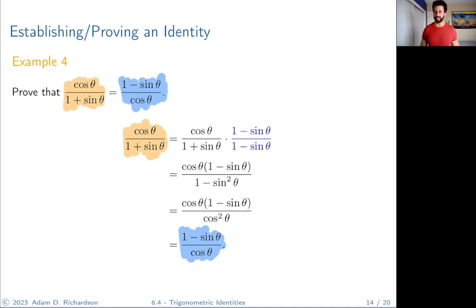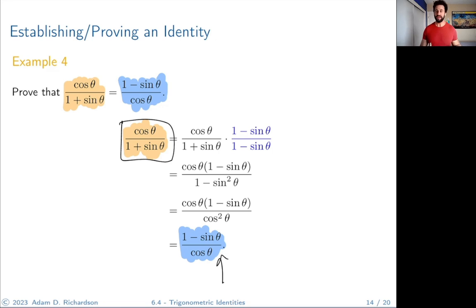And the way that I did it was I used valid expression manipulations. That's why it's important to know the difference between an expression and an equation. All I really did was I took cosine theta over 1 plus sine theta. All I did was I took this and I multiplied it by 1. And then I massaged things in just the right way, got some cancellations, and then I arrived at this.